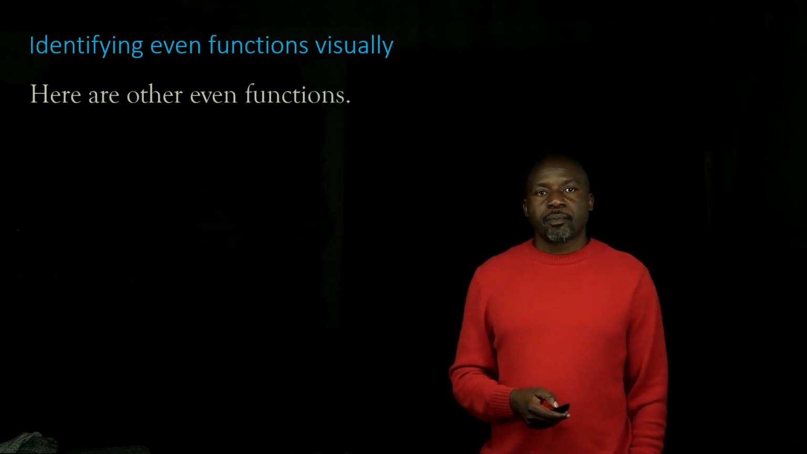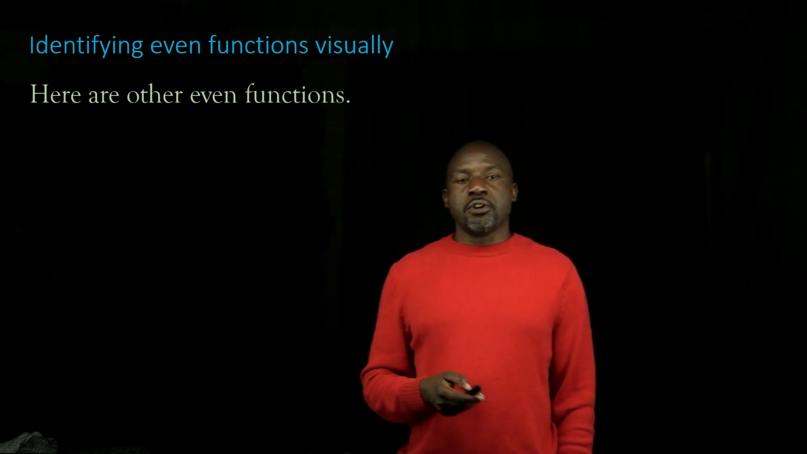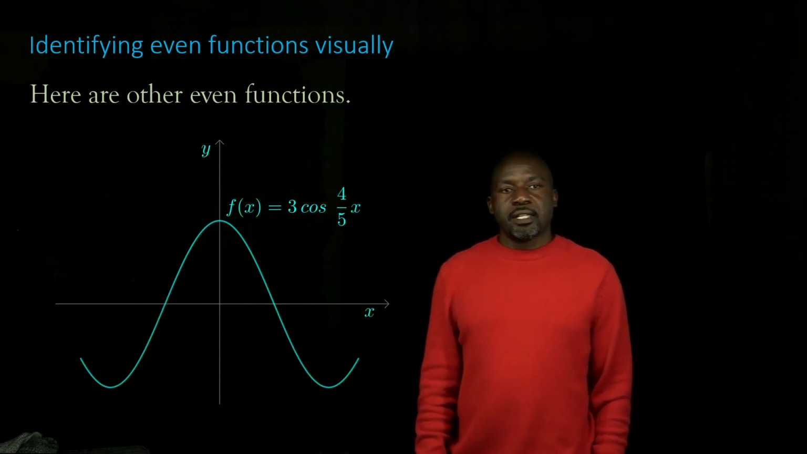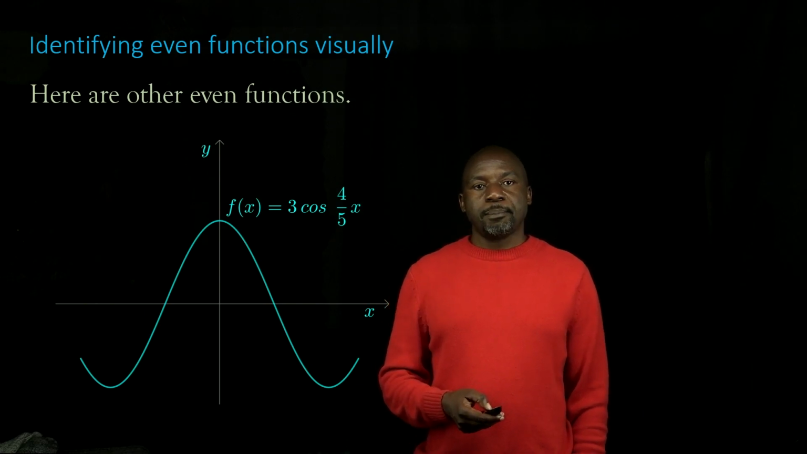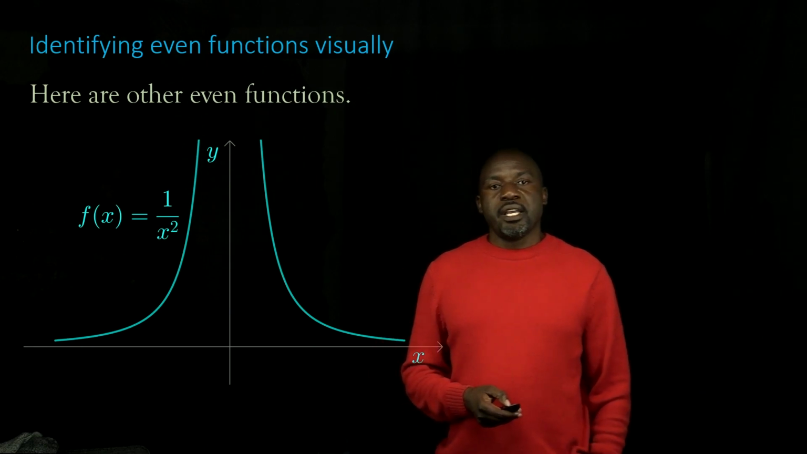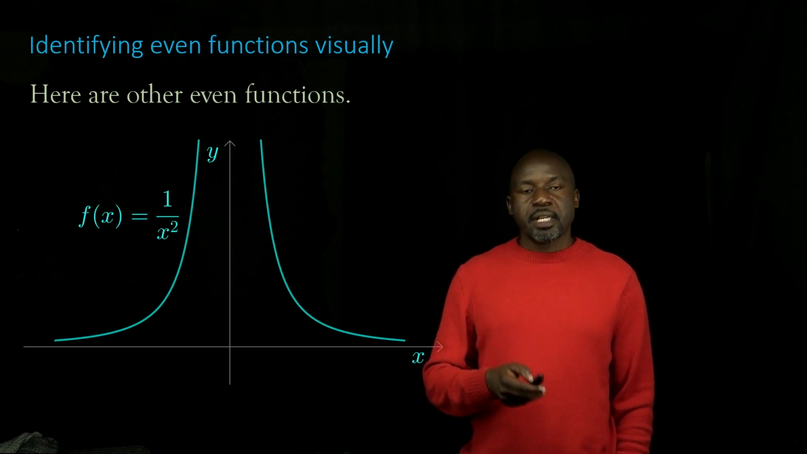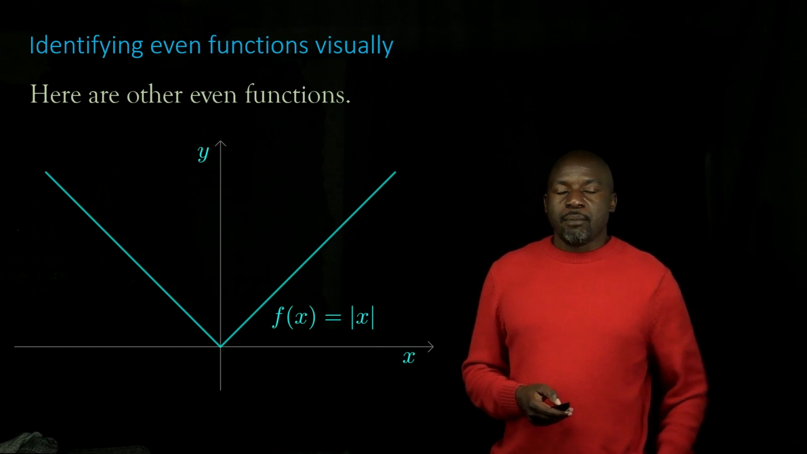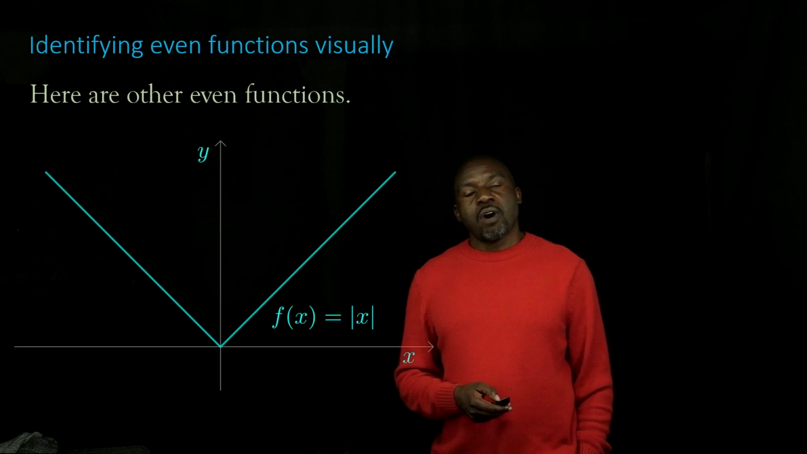Okay, here are the even functions, and I want you to note the nature of the graph. You can see that this is a cosine function. It is definitely symmetrical about the y-axis, as you can see. Here is the graph of the inverse square. f of x is 1 over x squared, and again you can see that this is symmetrical about the y-axis. This is the graph of the modulus function of x. This one is symmetrical about the y-axis.